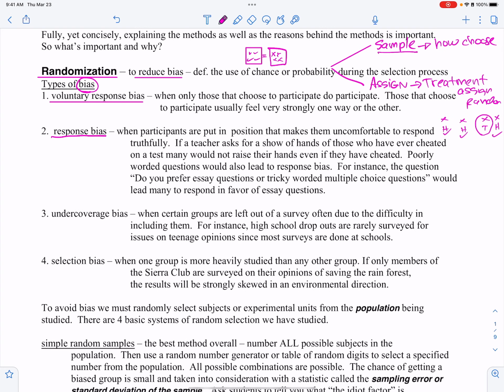Response bias is when you give a response that's just not the truth. It's not the truth because either of the wording of the question, or the participant is put in a situation where they feel uncomfortable responding. Those are two reasons it causes untruthful responses. You can read this and see what the publisher put as far as other examples.